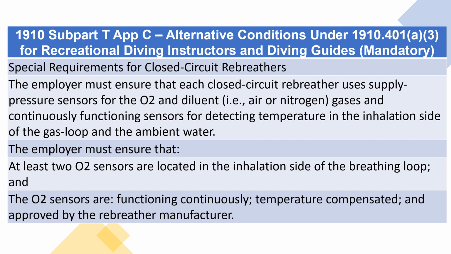Special requirements for closed-circuit rebreathers. The employer must ensure that each closed-circuit rebreather uses supply pressure sensors for the O2 and diluent, i.e., air or nitrogen, gases and continuously functioning sensors for detecting temperature in the inhalation side of the gas loop and the ambient water. The employer must ensure that at least two O2 sensors are located in the inhalation side of the breathing loop, and the O2 sensors are functioning continuously, temperature compensated, and approved by the rebreather manufacturer.